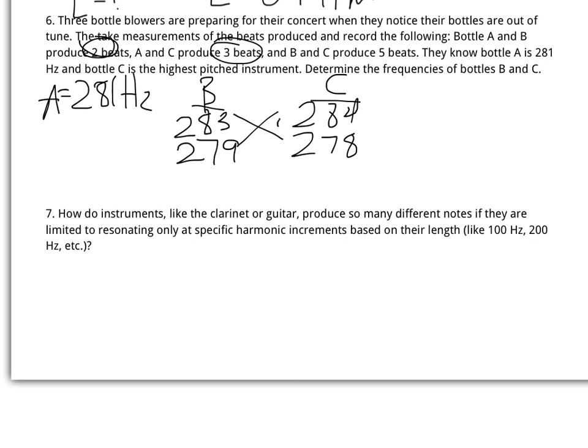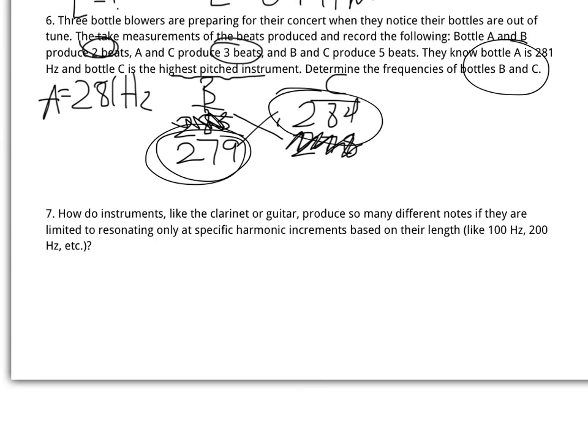So what we need to know is this right here, that bottle C is the highest pitched of the 3 instruments. So just subjectively based on their hearing, they said bottle C was the highest pitch, which tells you that it can't be 278 hertz because that would make it lower pitched than 281. Because we also know that B and C produce those 5 beats that earlier we sort of identified as being not helpful, now becomes helpful. Now that we know that C has to be 284, the only option for B that's 5 different is 279, so that eliminates 283 as an option, and those are the three frequencies for those bottles.